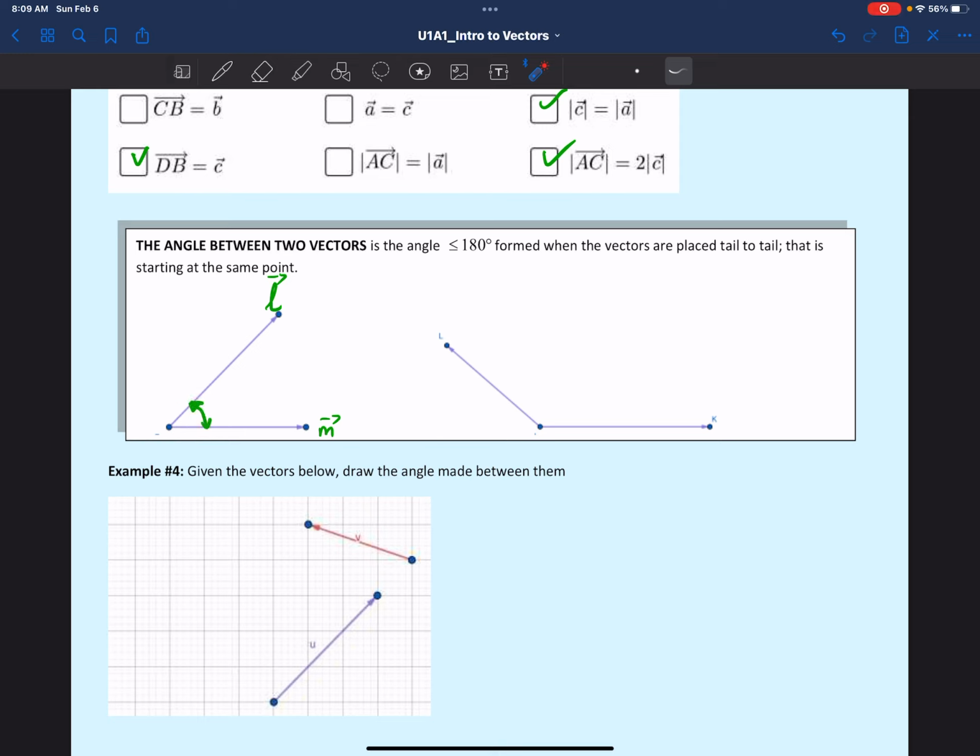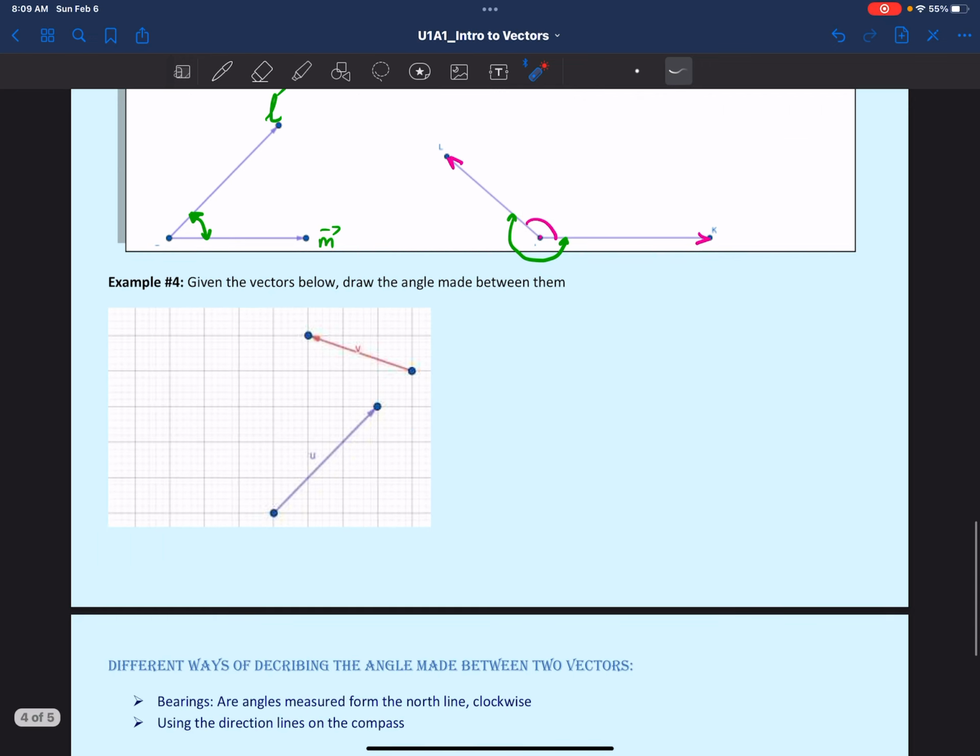Now, here we have an example where the angle between the vectors is obtuse. So again, you place the vectors tail to tail, and the vectors will make two angles with each other, and we refer to the angle made between two vectors as the smaller one.